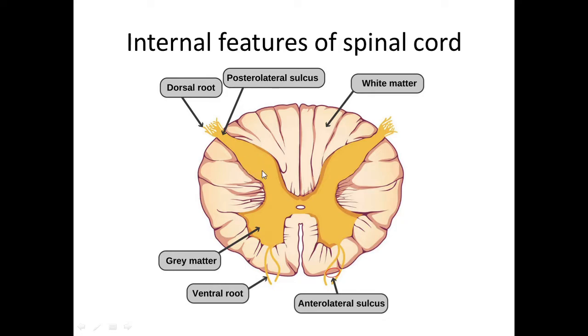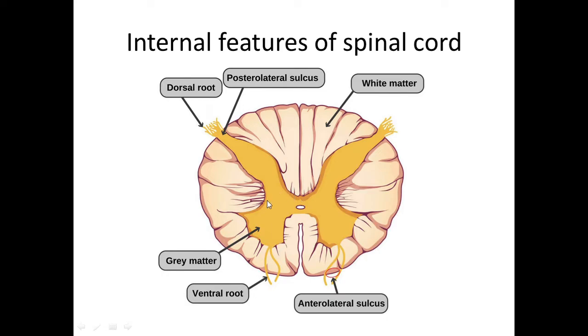And in thoracic and upper two lumbar segment, it shows a third column, that is the lateral horn, which is situated here. So this lateral horn is present only in the thoracic and upper two lumbar segments. So this grey matter shows anterior grey column or ventral horn, posterior grey column or posterior horn, and the lateral horn, which is present in the thoracic and upper two lumbar segments.